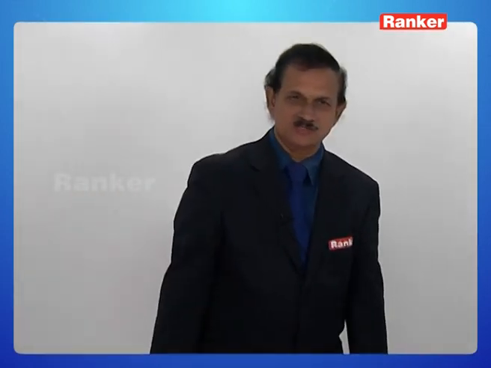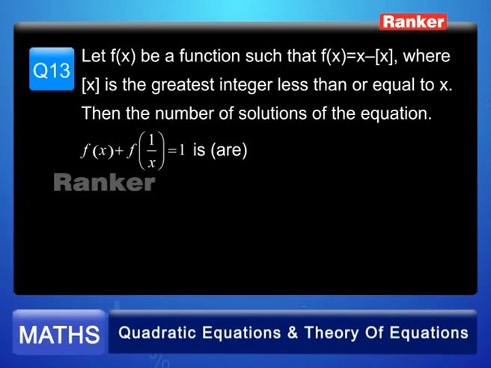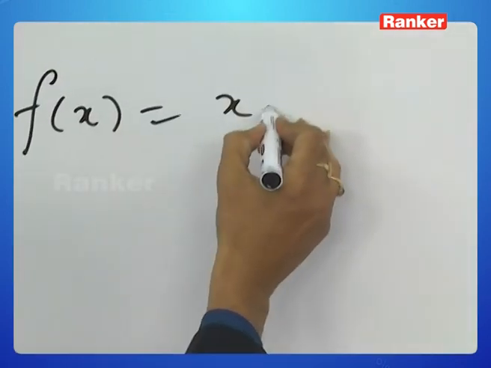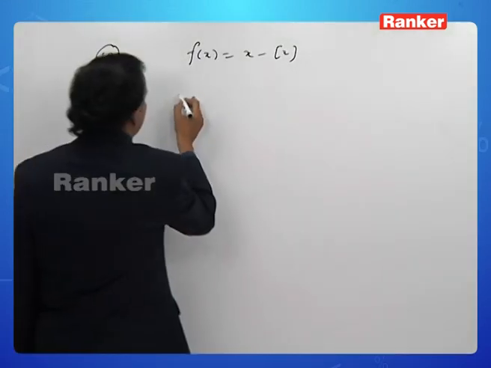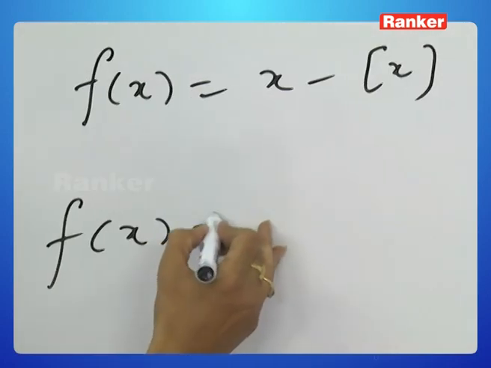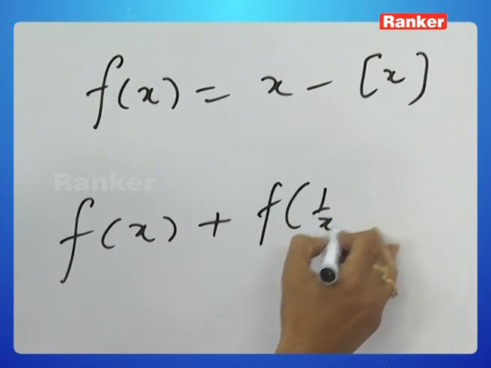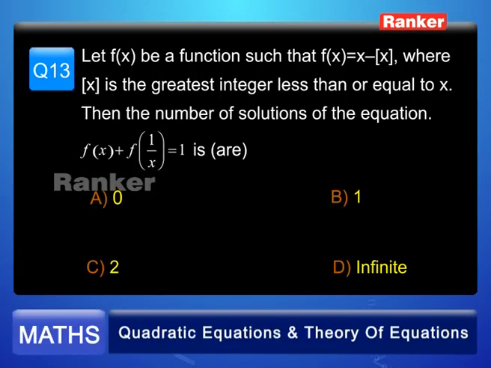The next question is, there has been given a function f of x equal to x minus the integral part of x, and we are asked to find the number of solutions of the equation f of x plus f of 1 by x is equal to 1. F of x is x minus the integral part of x, and we need the number of solutions of the equation f of x plus f of 1 by x is equal to 1. Option A is 0, option B is 1, option C is 2, and option D is infinite.